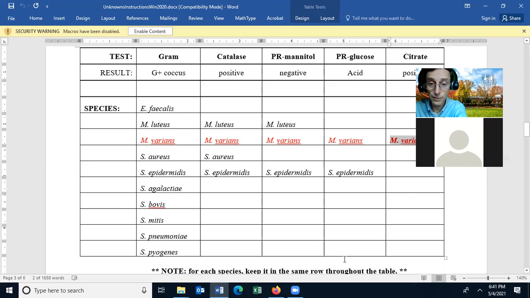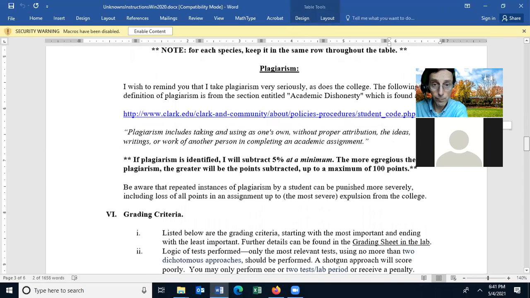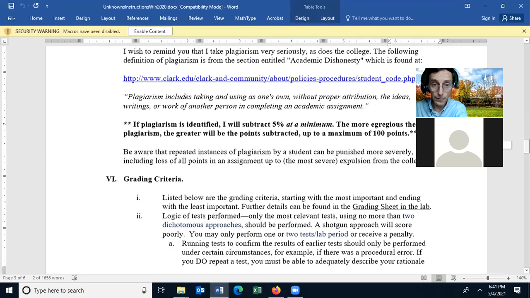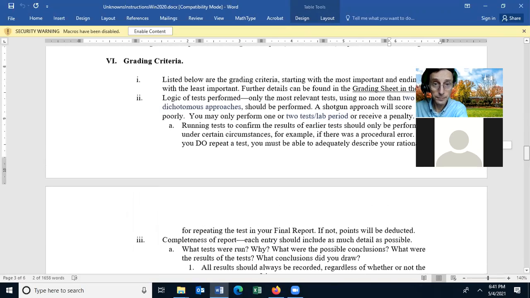All right, any question? You do need to have a table in your report near the end telling me how you obtained your unknown bacteria. And it was by these 5 tests here. Plagiarism, please read about that. Obviously, plagiarism will not be tolerated. There is a grading criteria.